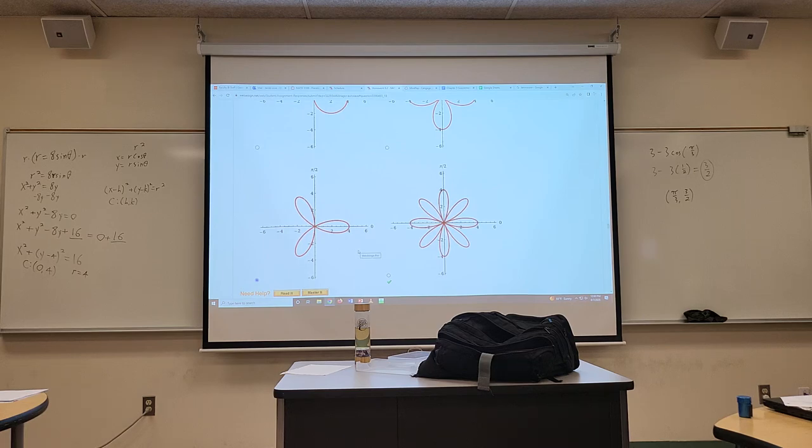Could it have like a coefficient of 3 and have like 9 petals? Would that make sense? Well, they're all on top of each other. That's the thing. If you have an odd coefficient, there are 6 petals here, it's just that 3 of them are on top of the other 3.